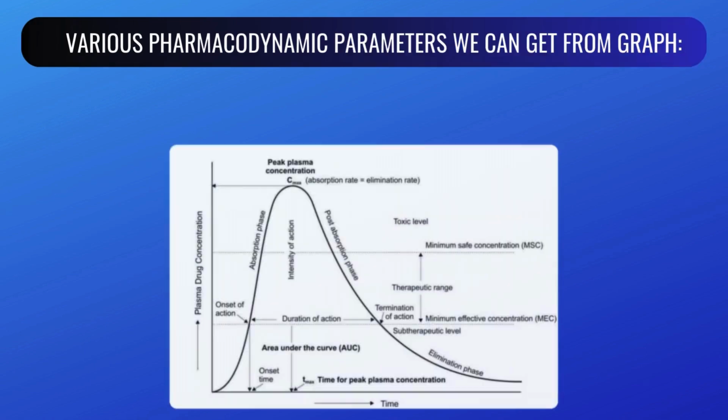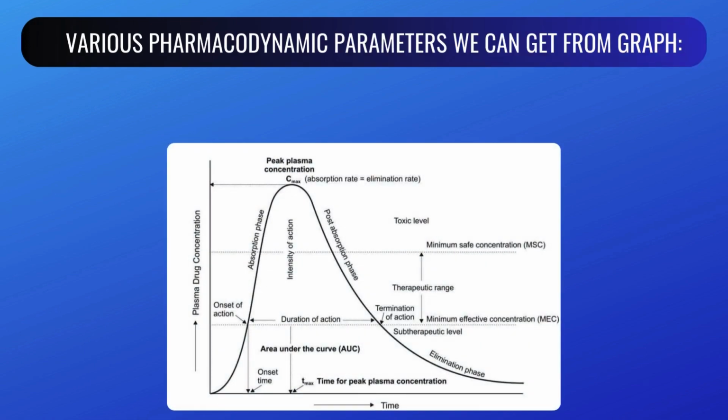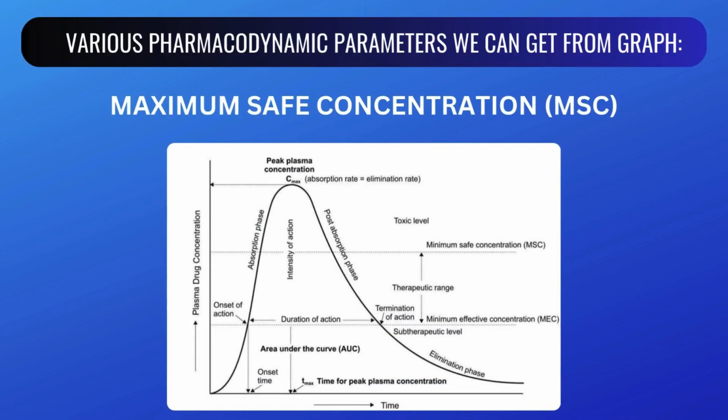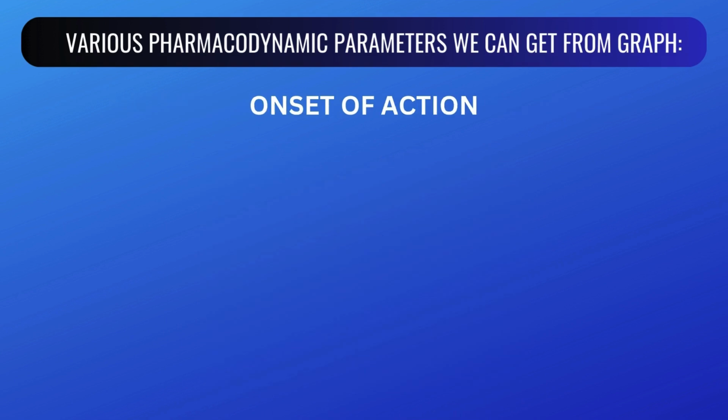Various pharmacodynamic parameters we can get from the graph. We can get minimum effective concentration, MEC. MEC is the lowest concentration of a drug needed to produce a therapeutic effect. We can get maximum safe concentration, MSC, or minimum toxic concentration, MTC, which is the lowest concentration that starts to produce toxic effects. We can get onset of action.